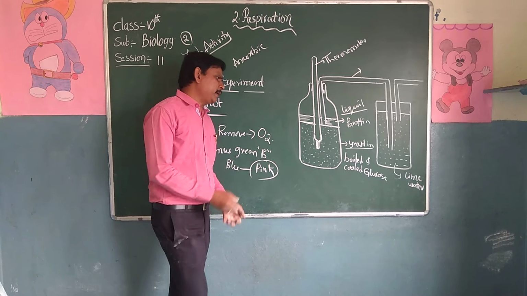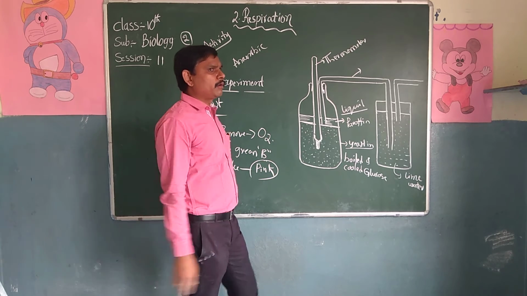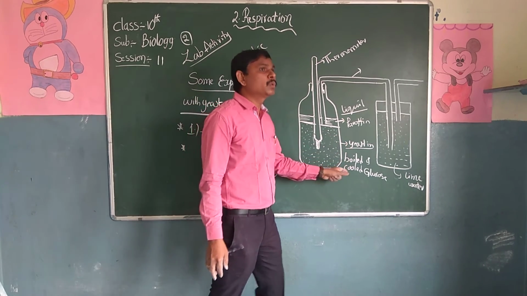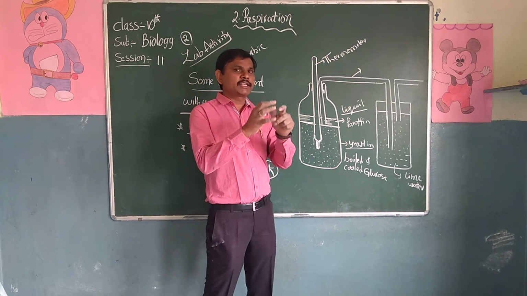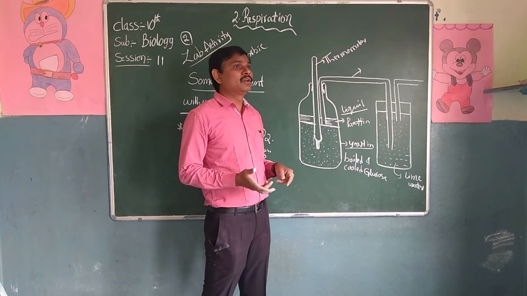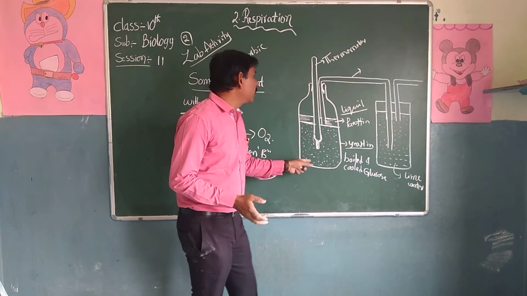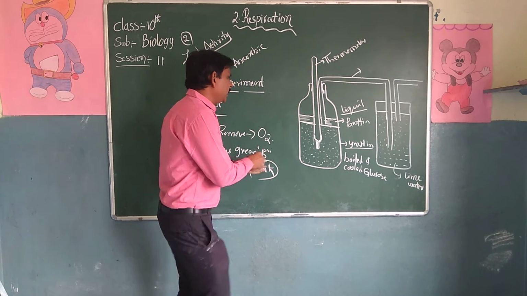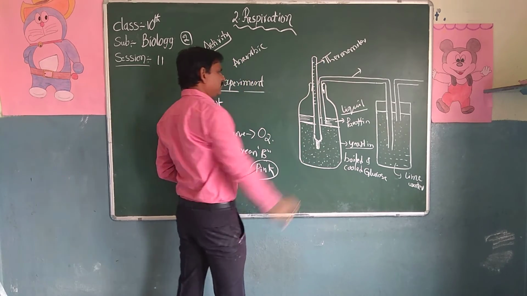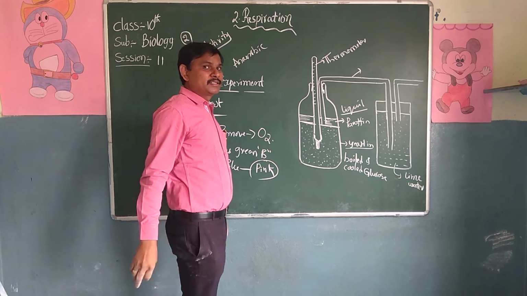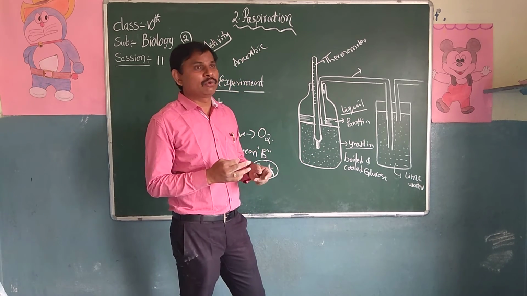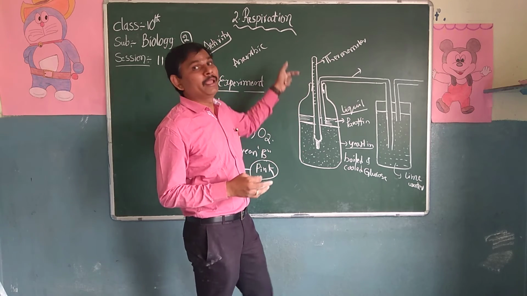Observation of this experiment: what happened? After a few hours, the reaction takes place between the yeast and the glucose. How can we know? In the thermometer, we can see the temperature is going to increase. So the energy is released when the reaction takes place between the yeast and the glucose. The energy is released in the form of heat.